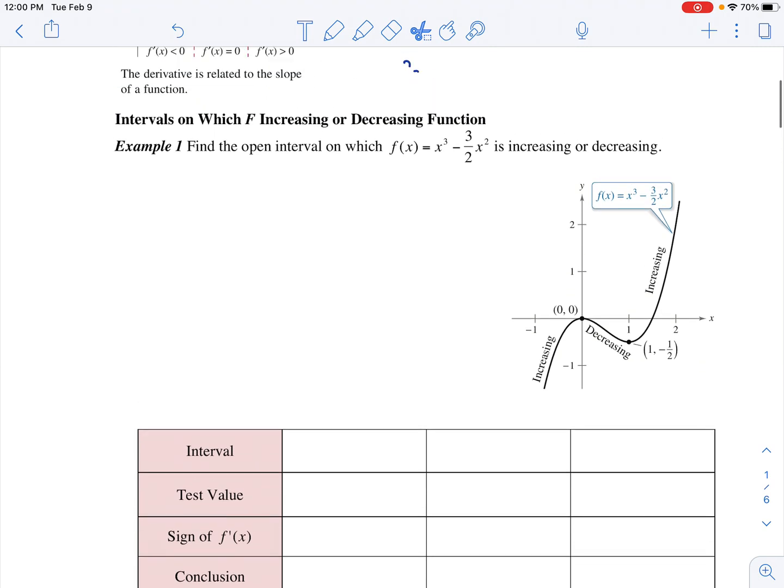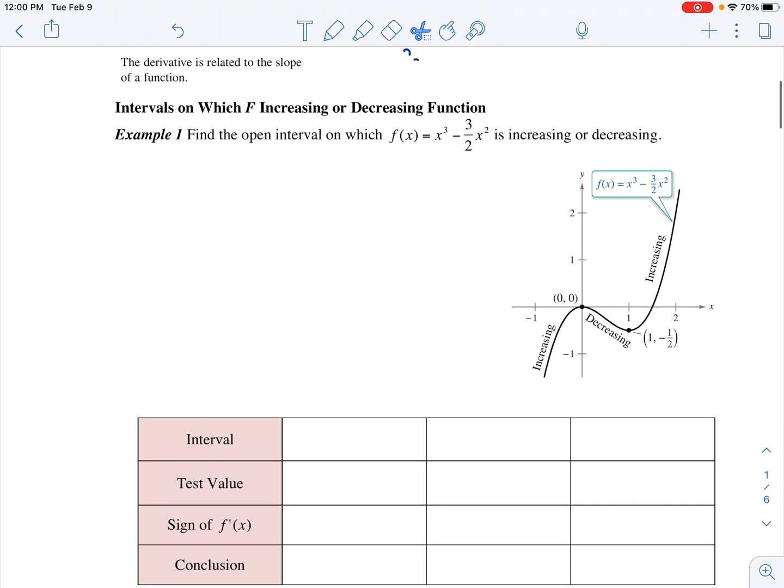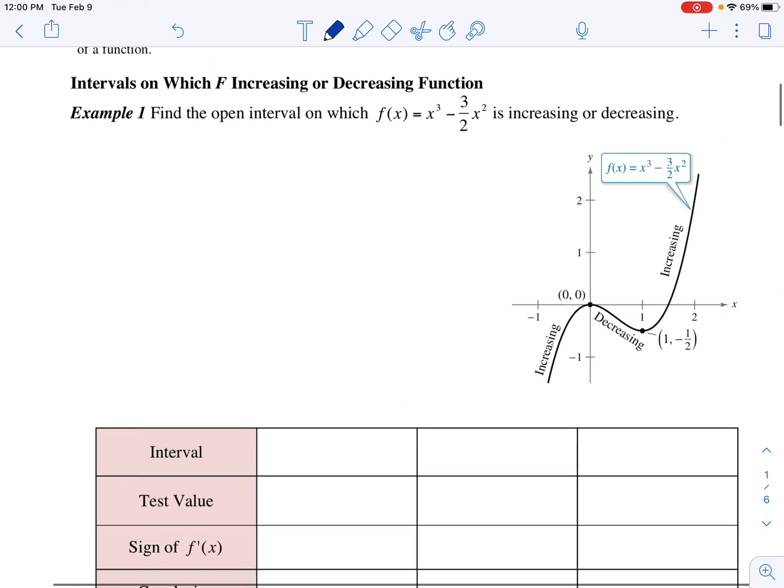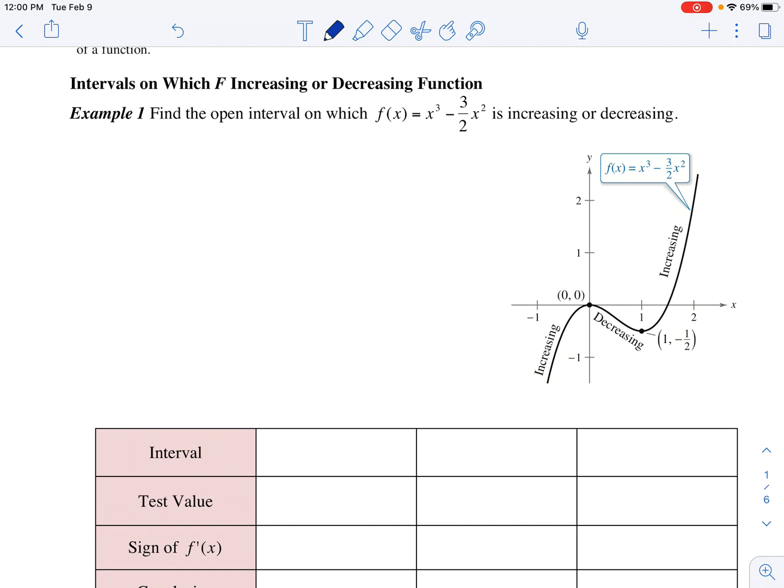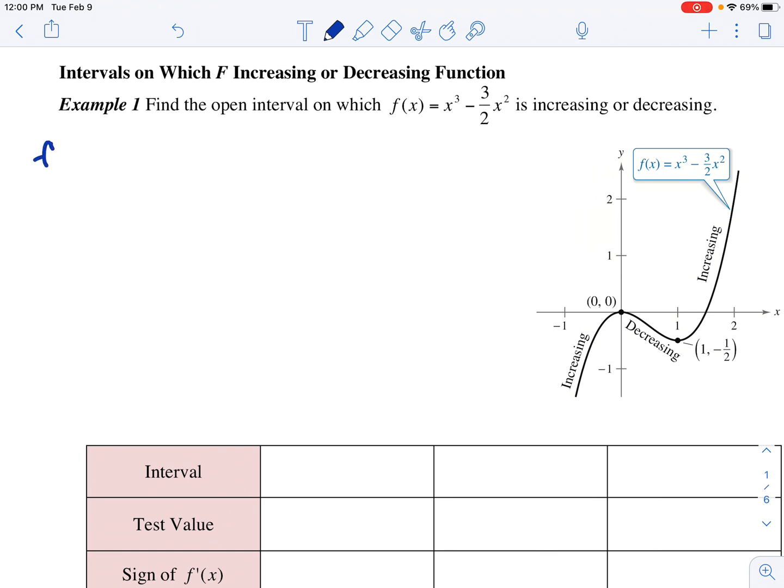So here we want to find the open interval on which x cubed minus 3/2 x squared is increasing or decreasing. So first thing we want to find is our what? Vertical asymptote. Do we have any in this thing? No. I don't think we've done horizontal ones here, but there's none here. So what would we take of this function? The derivative, and that will give us our critical points, good.